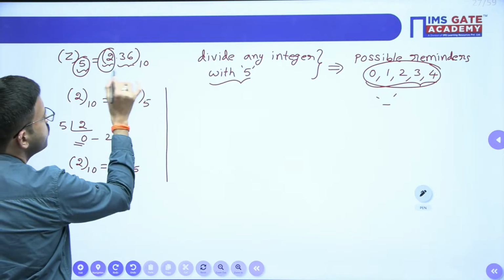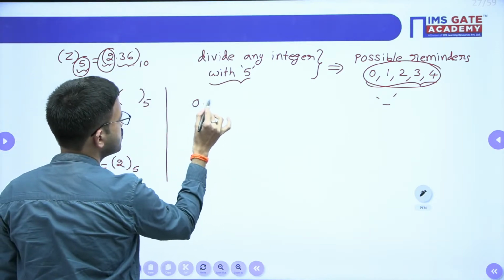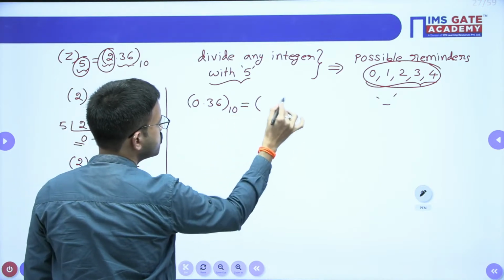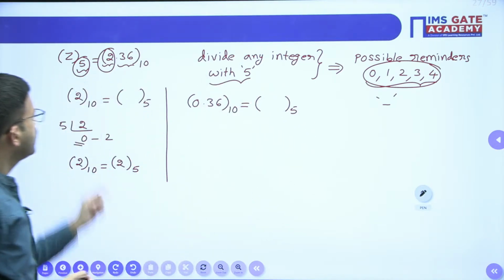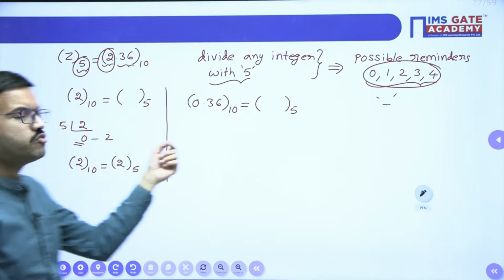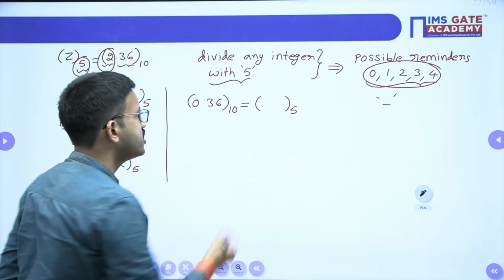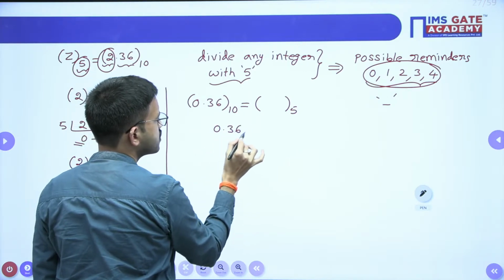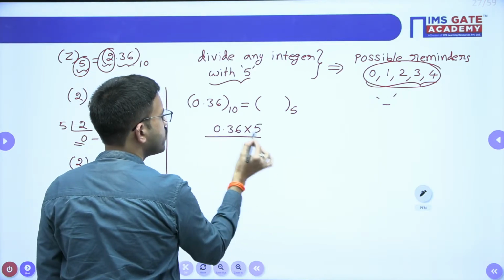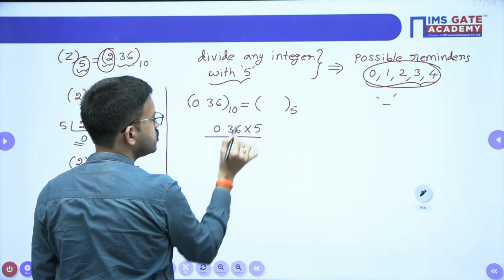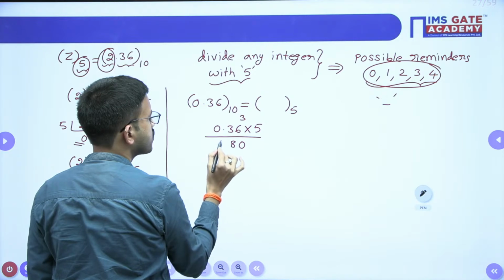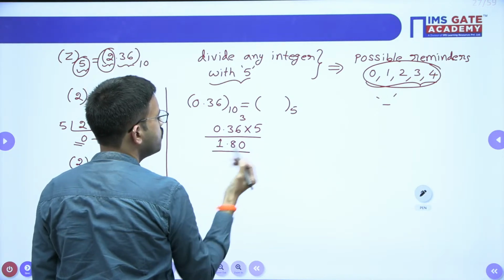Regarding the fractional part, you are having 0.36. Now we want to convert this into base 5. Here we have done repeated division. Now we will do repeated multiplication with the corresponding base. 0.36 into 5. 5 6s are 30, 0 and 3. 5 3s are 15. 15 plus 3 is 18. So here you are getting 1.8.